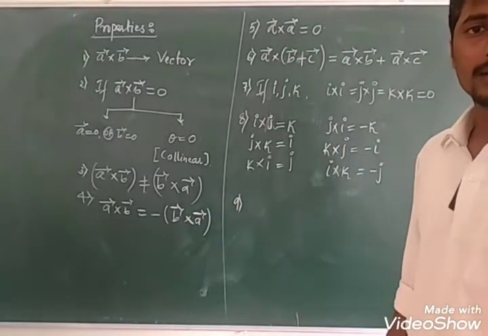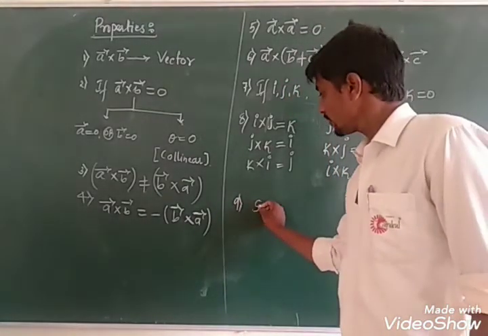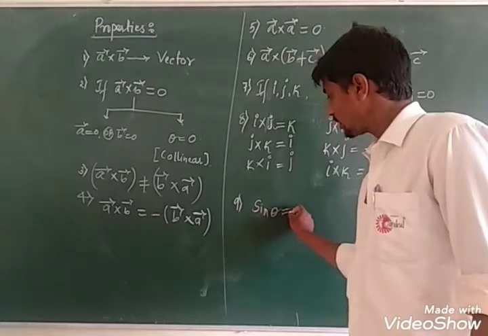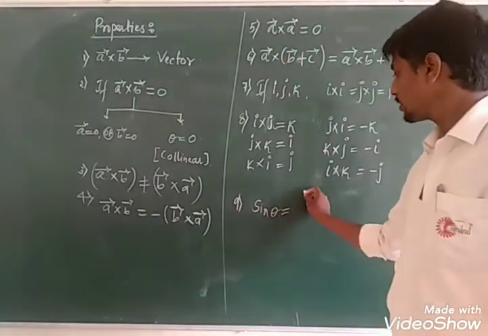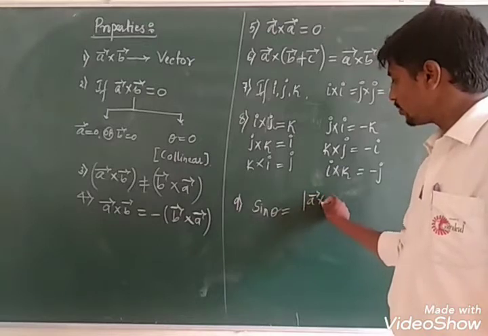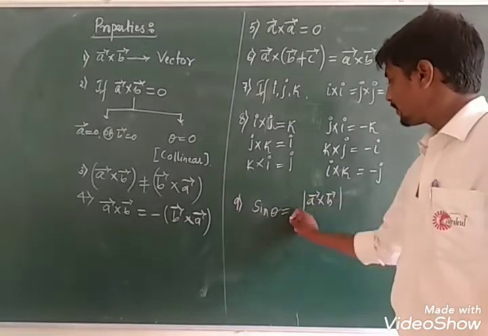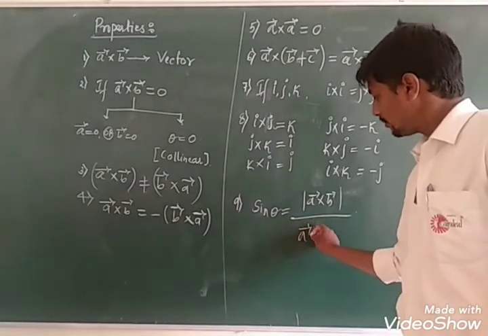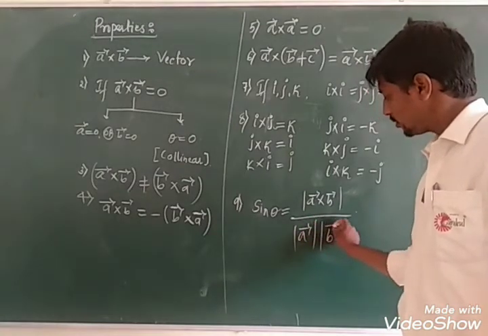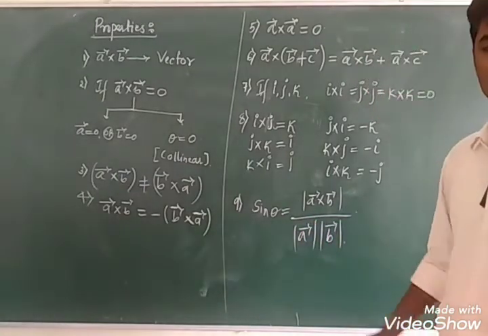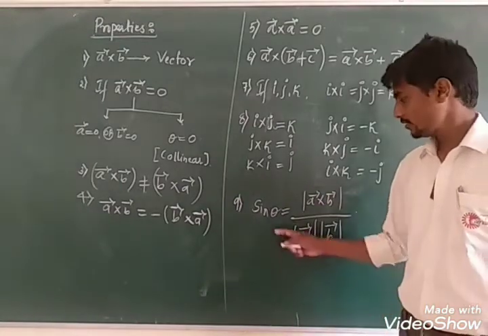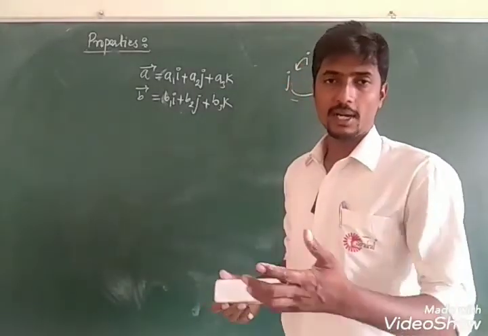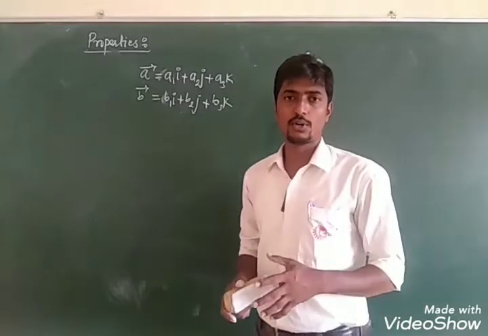So the angle between the two vectors. If I provide the angle, I will write sin theta. So sin theta is the magnitude of A cross B vector divided by magnitude of A into magnitude of B. So this is what the angle will be. Another property of the cross product of the vector.